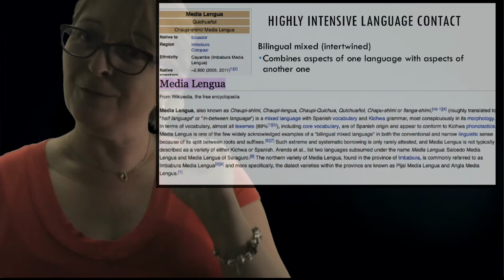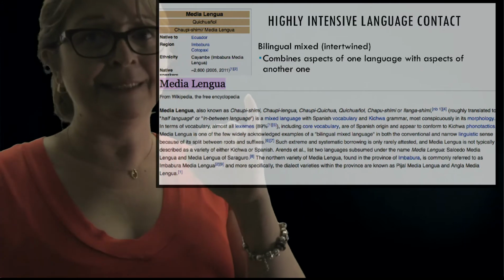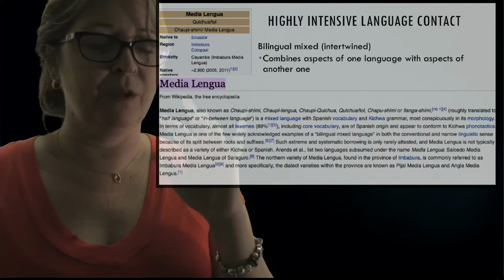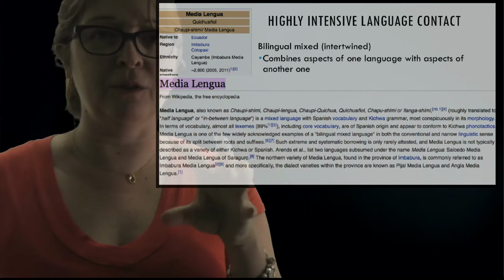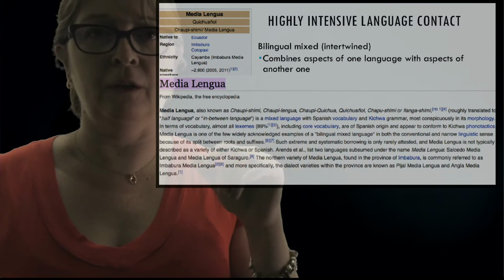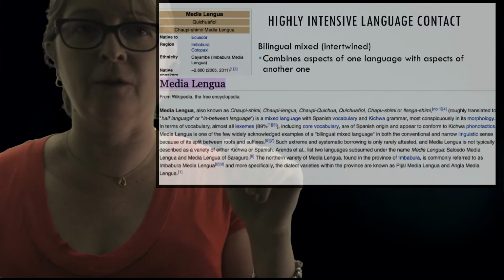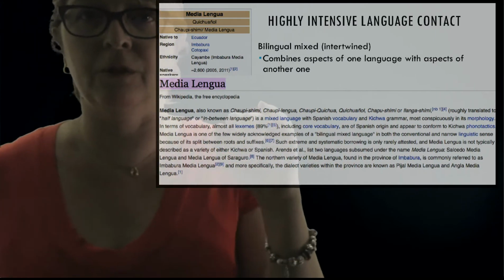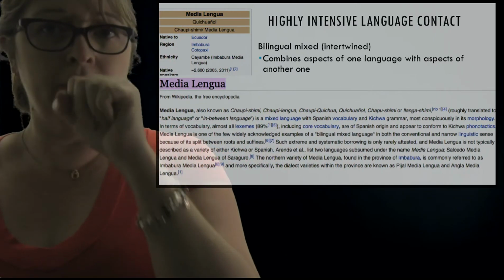So here, I got this from Wikipedia. But it's a really good, thorough explanation, just kind of covering the surface, but thorough in looking at the linguistic aspects. So they're all different words for the media lengua, different terms. Excuse me.